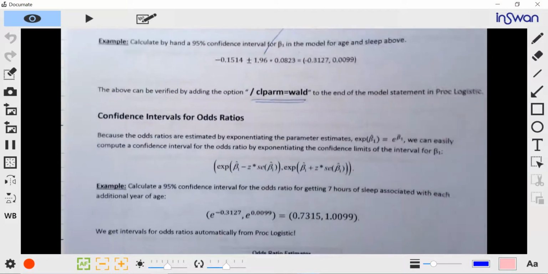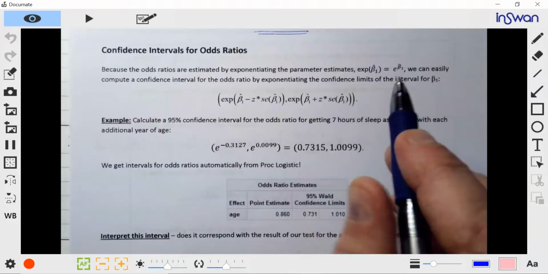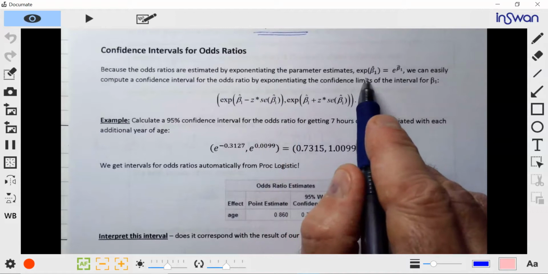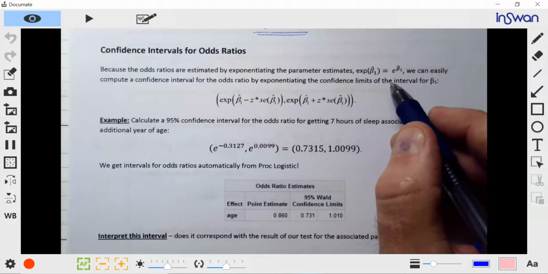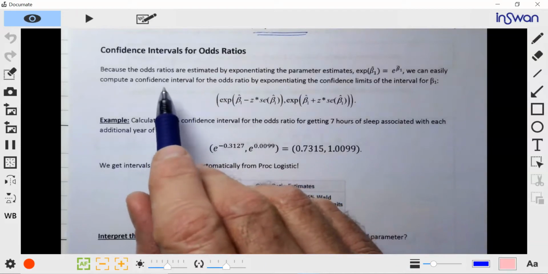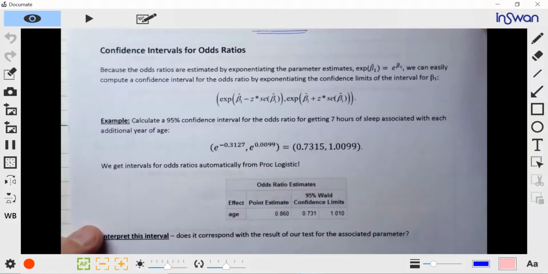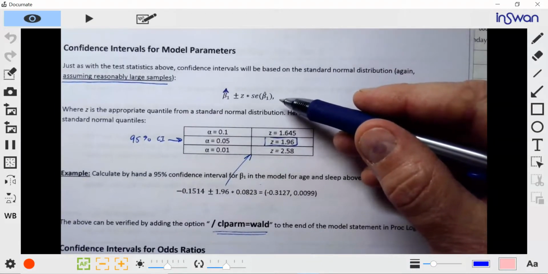We can also do confidence intervals for odds ratios. Remember that one thing that we might want to estimate from a logistic regression model is an odds ratio. So the odds ratio is estimated by exponentiating the parameter estimates. So we exponentiate beta 1 to get the odds ratio for a 1 unit increase in age in this example. We can easily compute a confidence interval for the odds ratio simply by exponentiating the limits of the interval for beta 1.